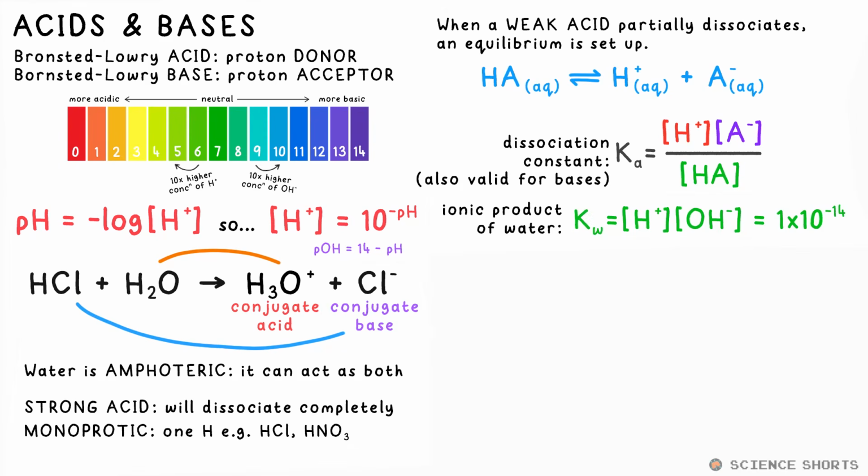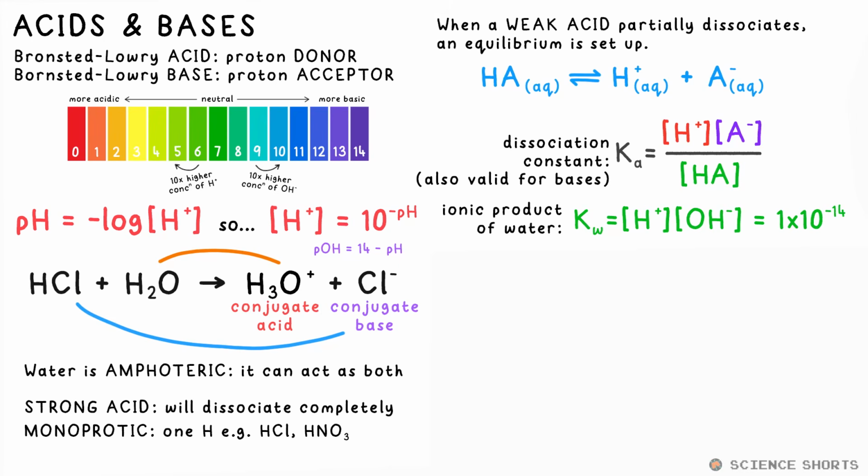What's interesting is that even if we have pure water, there's still a bit of dissociation due to slight ionization, making H3O+ and OH-. The dissociation constant in this case is called Kw, or the ionic product of water, which is 10 to the minus 14. This is why the maximum pH for an alkali solution is 14, and therefore why a neutral pH is 7, halfway between 0 and 14.